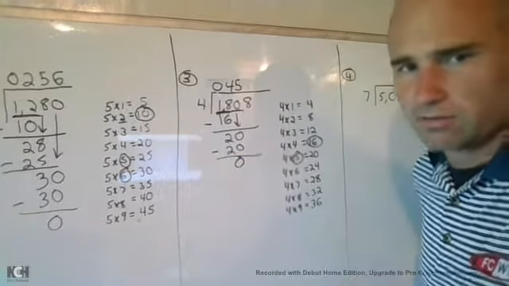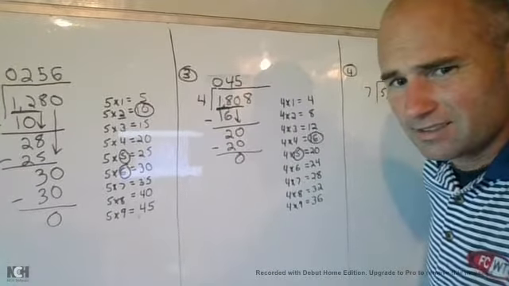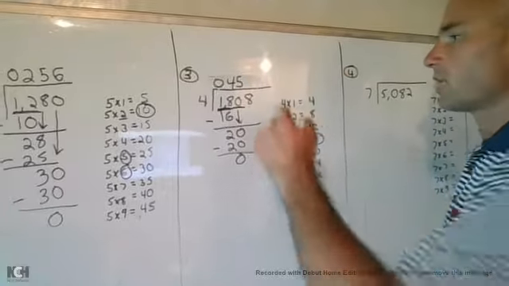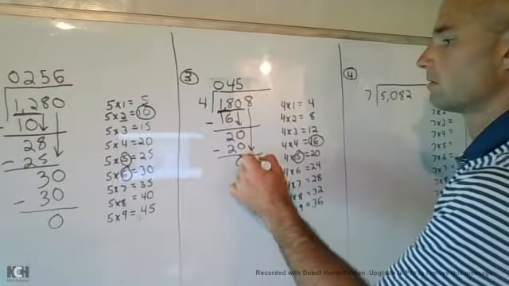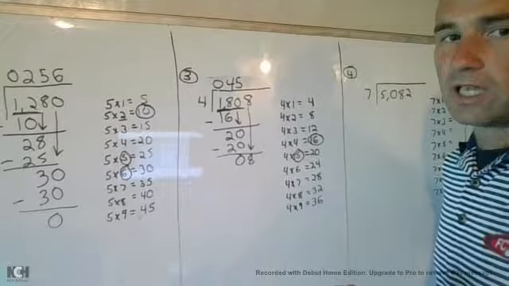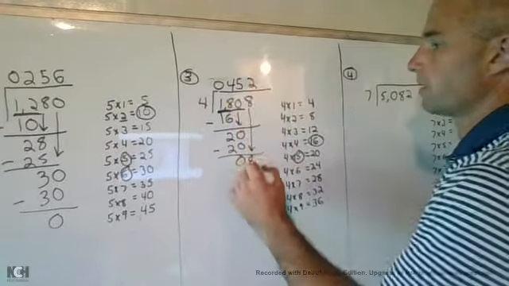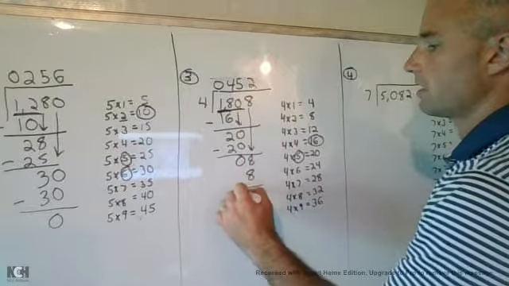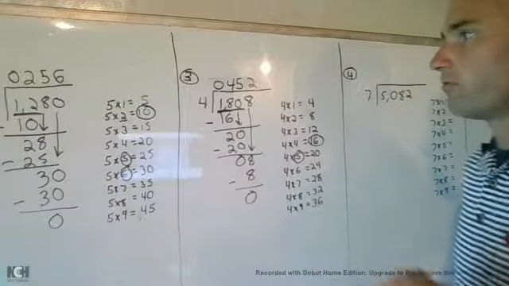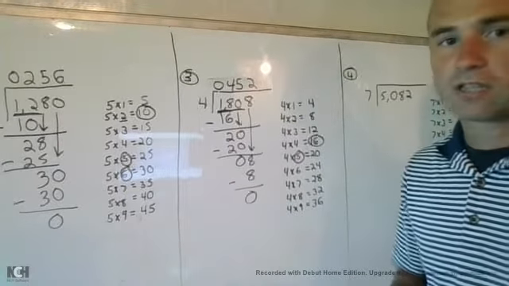Wait a second, I have 0? Am I done? No. I still got to bring down this 8. How many 4s go into 8? 2 of them. 2 times 4 equals 8. I subtract, I get 0. 452 being my solution here.